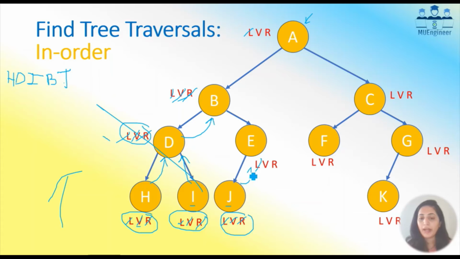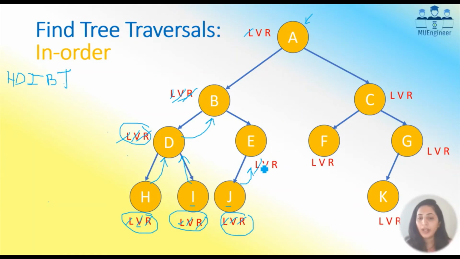So I go back to the parent, that is on E. Now I go back to E. At E, I'm visiting the node E. So I'm writing E over here. Then I'm going to right of E, but there is nothing on right. So I will just come back. Now I'm done with all the operations at E. So I go to the parent of E, that is at B. B has also finished with all the operations. So B will go to its parent, that is A.